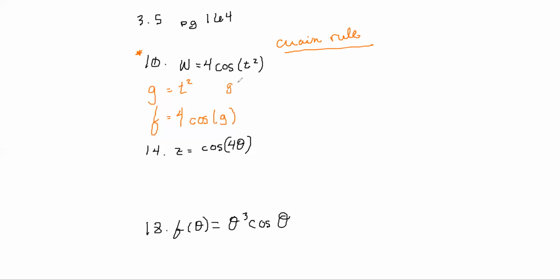So G prime is going to equal 2t, and F prime, what is F prime going to be? -4 sine G, exactly. We have to remember there's a negative sign because we're going from cosine to sine. So we're going to put this all together, and what it's going to look like is F prime of G times G prime.